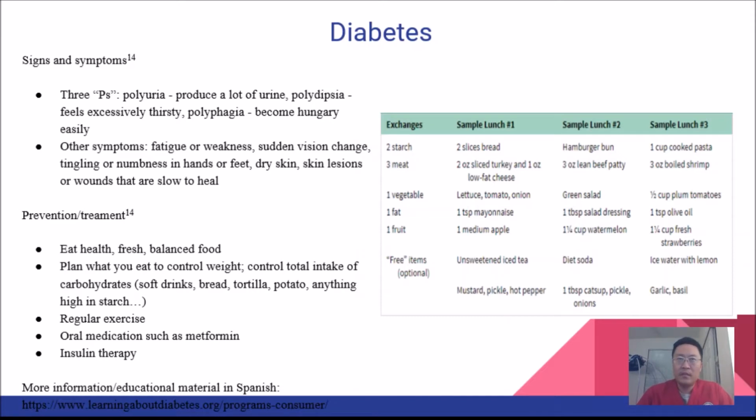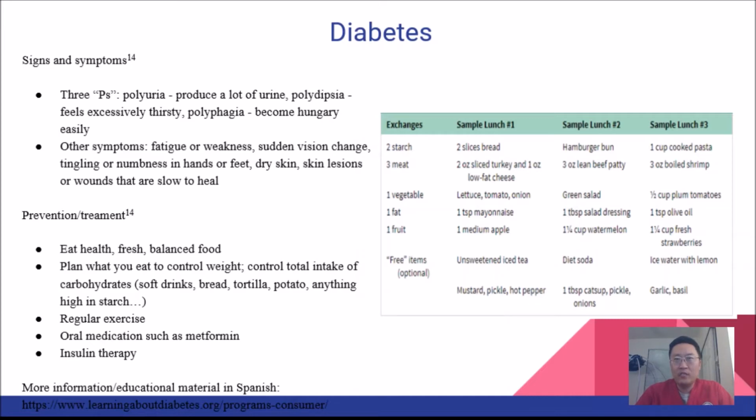Other symptoms can include fatigue or weakness, sudden vision change, tingling or numbness in hands or feet. You can have dry skin lesions, or wounds that are slow to heal. So how to prevent and treat diabetes? Number 1 is that you need to eat healthy, fresh, balanced food. Balanced means you don't just eat a lot of tortilla, a lot of bread, drink a lot of Coke. You don't eat any fruit or vegetables. You need to eat some food from each group.